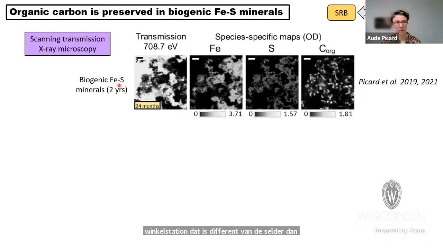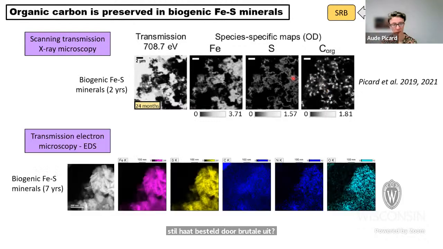I will quickly go through those results, but we used scanning transmission X-ray microscopy to look at the distribution of carbon, because we have microbial interaction, so we have carbon in the minerals. This is an image of transmission. This is a mineral aggregate, iron sulfide, sulfur. And then the organic carbon is all over the aggregates, and then we see those hotspots. This is a 2-year-old sample. We still have the cells that are preserved as hotspots of carbon.